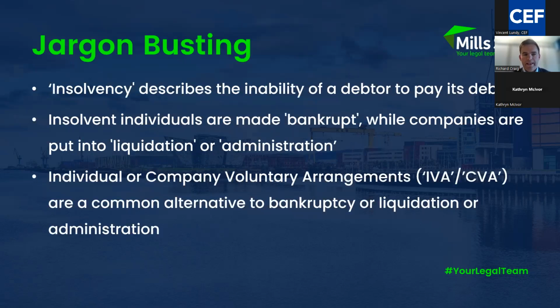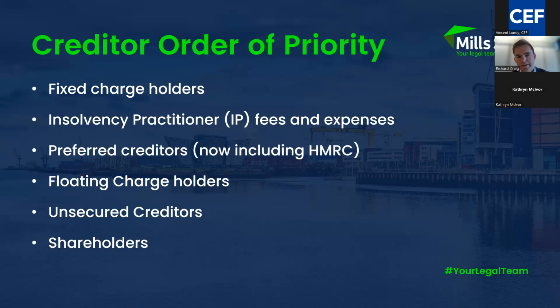So, jargon busting. Insolvency, in summary, describes the inability of a debtor to pay its debts. When it comes to individuals, we use the term bankruptcy. When it comes to companies, you hear terms such as liquidation or administration being used. For individuals or companies, there is the possibility of a voluntary arrangement, so that would either be an IVA or a CVA, and they also are a common alternative to bankruptcy or liquidation or administration.